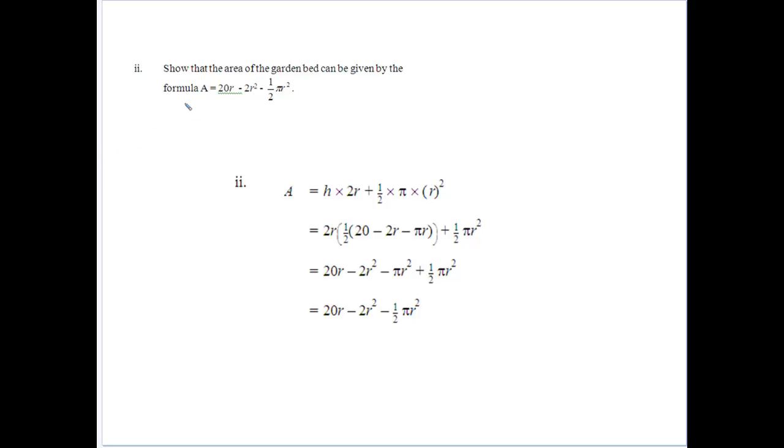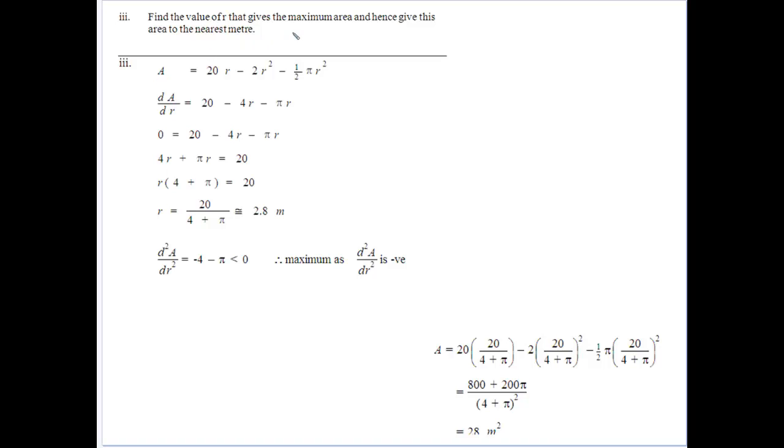Which is what we want: one variable in that formula for the area. The next step is to find the maximum area, so the value of r that gives the maximum area. So we know we derive it. We need that function all in terms of r. Derive it, set it equal to 0, and start to solve. So we get 4r plus pi r. So we can factorize r out, and divide to get r equal to 20 over 4 plus pi, which approximately equals 2.8 meters. So that's the approximate value of r.